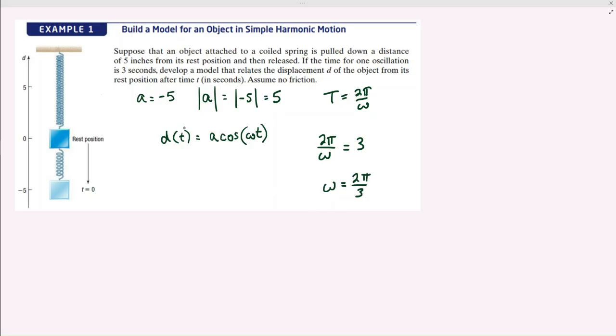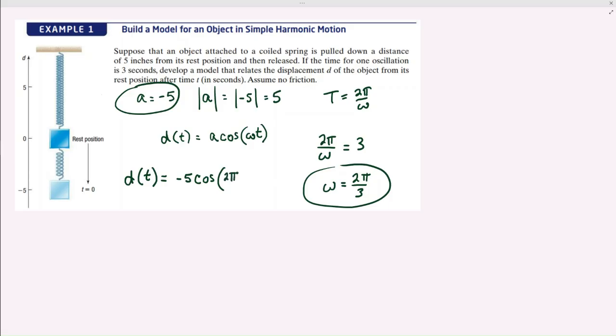All right, so we can fill in our model now because we've got A, we've got omega, and then t is the variable on the horizontal axis. So we end up with displacement over the course of time is equal to -5 times the cosine of 2 pi over 3 times t.